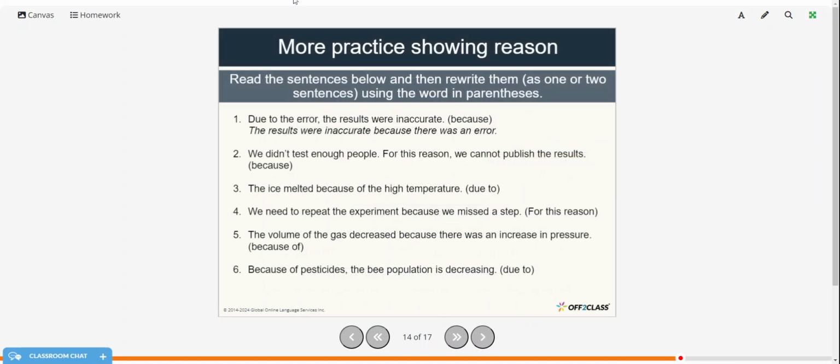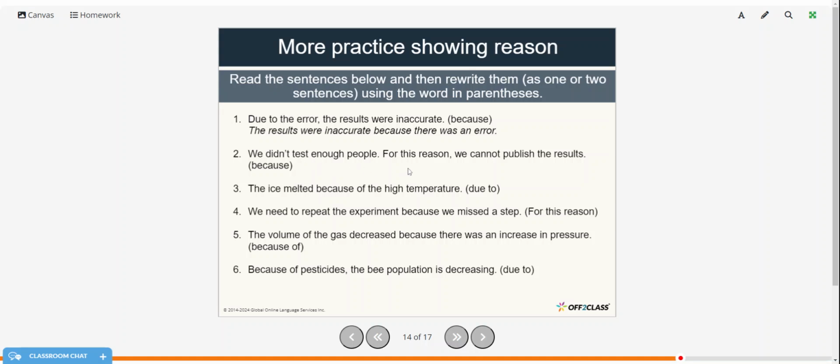Some more practice showing reason. Read the sentences below and then rewrite them as one or two sentences using the word in parentheses. So number one is an example. Due to the error, the results were inaccurate. The results were inaccurate because of the error.